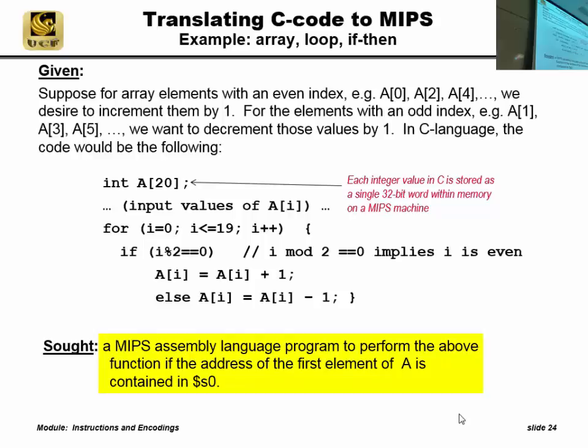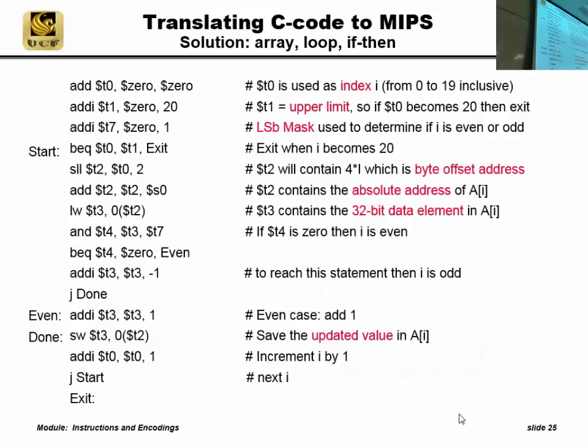So the task is to write a MIPS assembly language program to perform the above function if the address of the first element of A is contained in S0. Another way of saying that is the base address of array A is in S0. So here's one version of code. There are many choices, but we should be able to step through this, see how it works, and be able to create something like this.